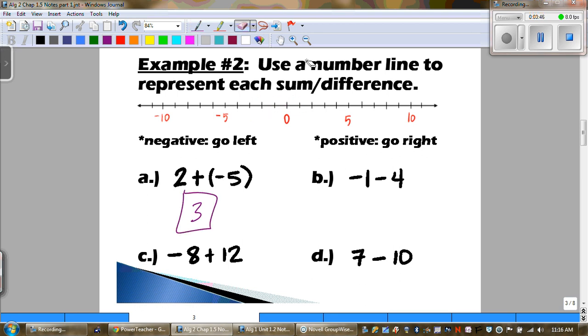-1 minus 4. We just talked about how we can do click, click. So we're starting at -1, and it tells me to go -4. So to the left, 1, 2, 3, 4. So my answer for B is -5.